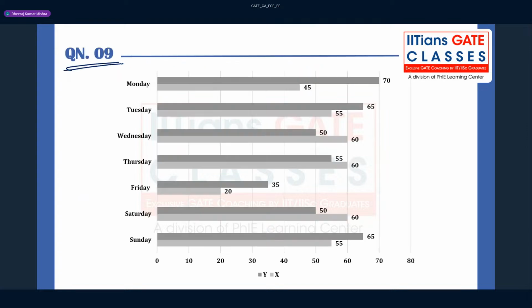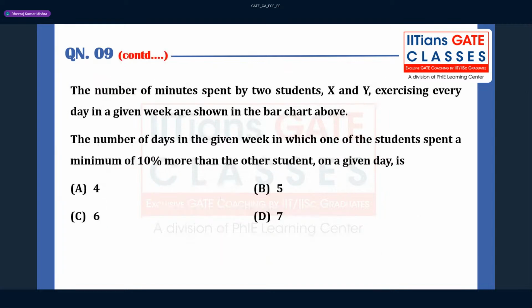Now question number 9. Some sort of data is given. You can say this is the week. In a week, there are 7 days, Monday to Sunday, and they have given y and x here. Y is highlighted with the darker shade and x is a little lighter. What they are asking is the number of minutes spent by two students, x and y, exercising every day in a given week, as shown in the figure.